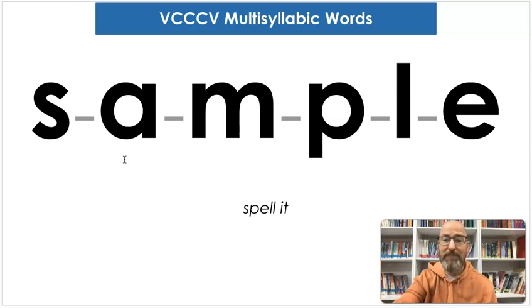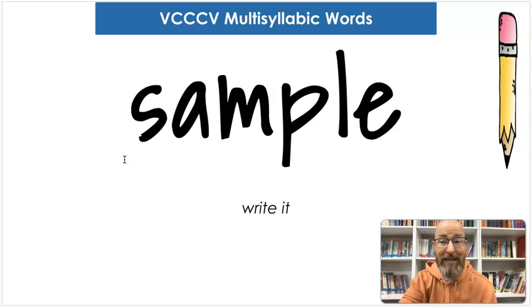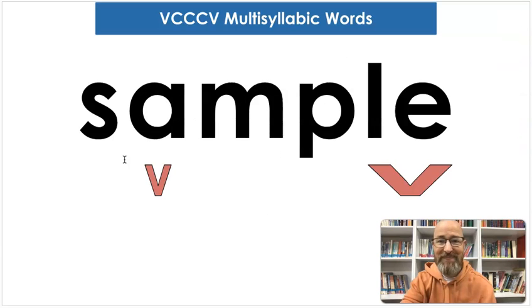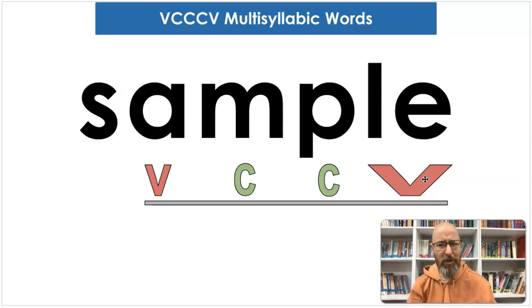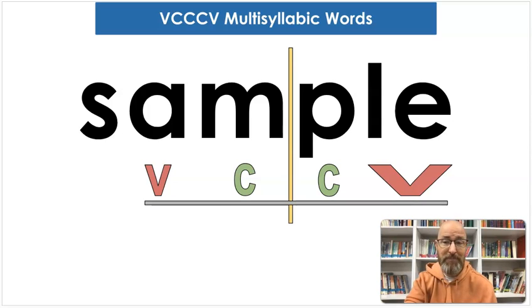S-A-M-P-L-E. Sample. Let's write it. S-A-M-P-L-E. Let's label our vowels. You see a L-E at the end. Put that together. Draw your bridge. Label your consonants. And again, I know you only put 2 C's for consonants, but we still count that as a consonant, even though it's part of the vowel.